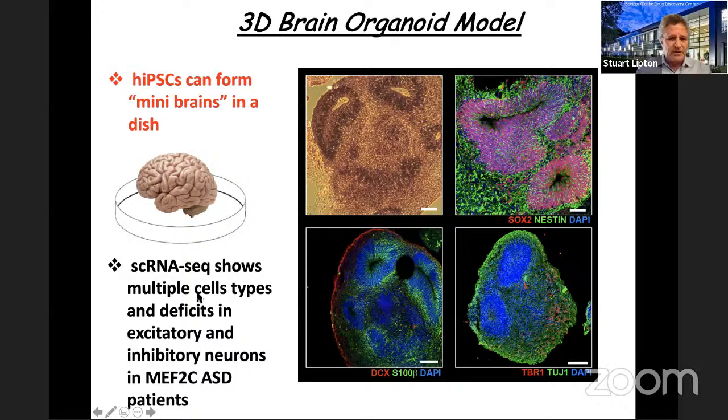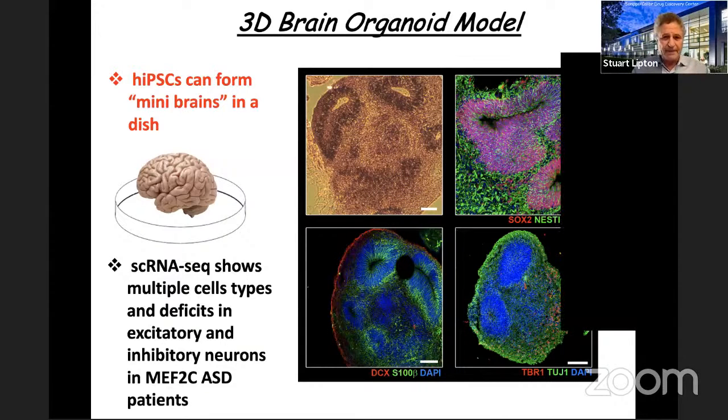And then single-cell RNA-seq shows multiple cell types, interesting deficits in both excitatory and inhibitory neurons in the MEF2C ASD patient samples versus wild type. And others have shown that MEF2C is very important in both excitatory neurons and inhibitory neurons. Interesting also in human microglia, although I won't talk about that today. But we think that underlies some of the infections these kids get.